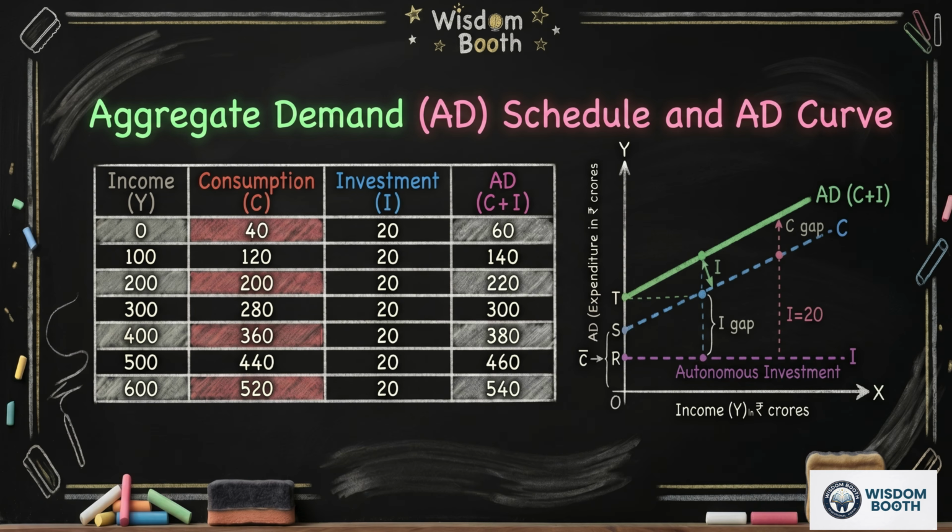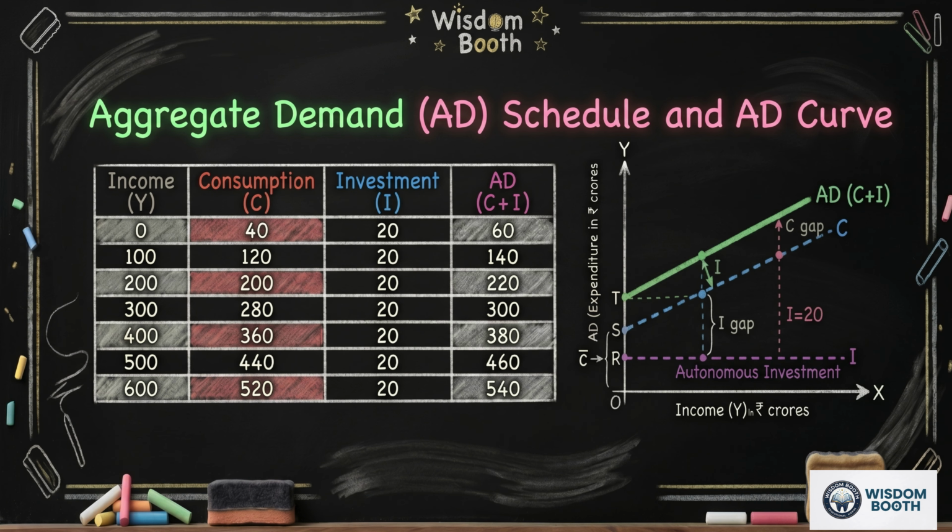Now, if this curve were to shift in the real world, you just need to remember these 3 steps. Step 1, a component like investment changes. Step 2, overall planned expenditure adjusts at every single income level. And step 3, the entire AD line shifts parallel, either up or down.